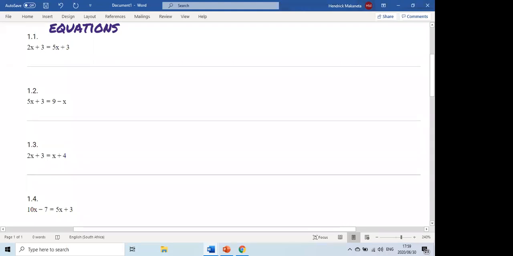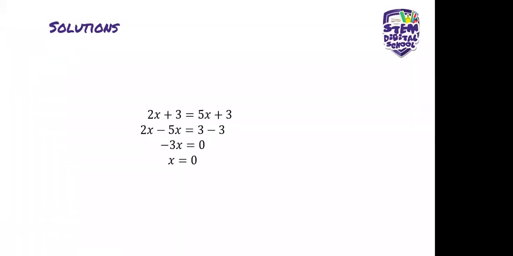Can you see that the left-hand side is not equal to the right-hand side? What does that tell you? It tells you that the x value is not correct. All right. So it's very important to test it. But let's go now. Let me show you the best method which you can use to find this value. Now look at what we have there. We have 2x plus 3 is equal to 5x plus 3.